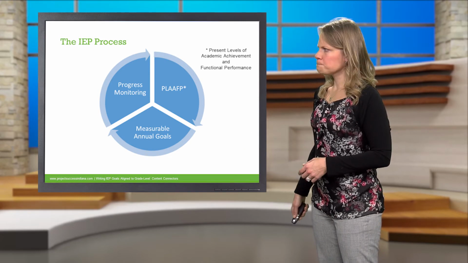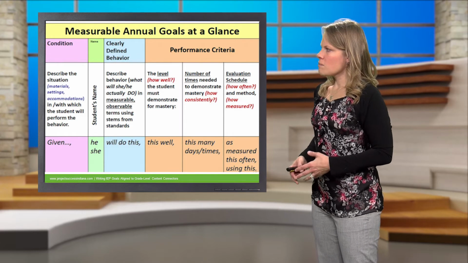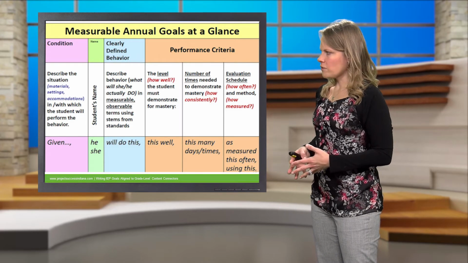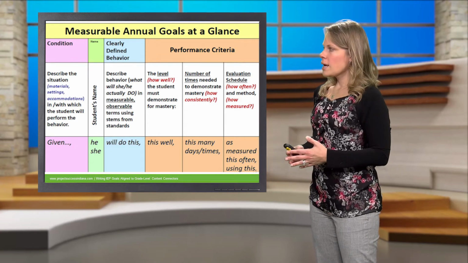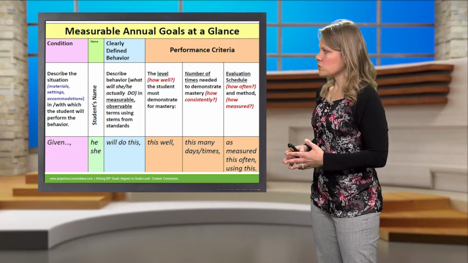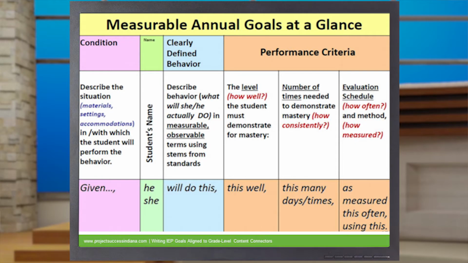Let's take a closer look. When you're thinking about writing a measurable annual goal, this is a great reference of all the different pieces that might go into it to make sure that it's clear and addresses all the pieces that it needs to address. There needs to be a condition. Under what condition will the student perform this goal or this skill that's being addressed in the goal? There needs to be a clearly defined skill or behavior. And then we list some performance criteria. The level that they have to demonstrate for mastery, how well do they have to do it in order for it to be considered mastered?